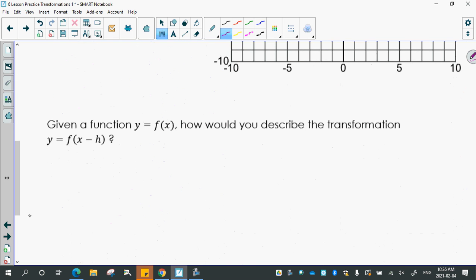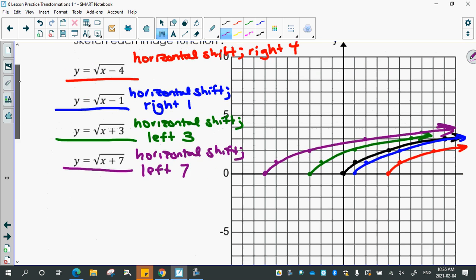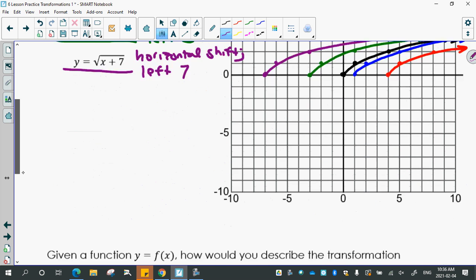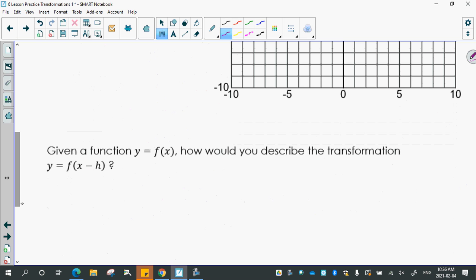Given a function y equals f of x, how would you describe the transformation y equals f of x minus h? So you're replacing x, look here, you're replacing x with x minus a number. You can think of x plus 3 as x minus negative 3. Okay, so you're replacing x with x minus a number. What does that do to the original? Shifts it left or right.